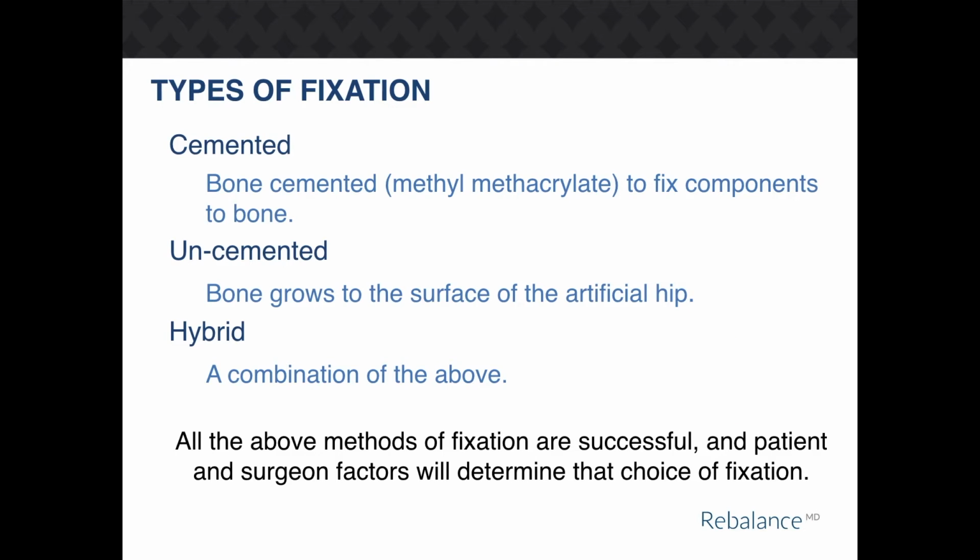There are a variety of fixation methods used to fit your artificial hip components to the bone. These include cemented, using a quick hardening adhesive, uncemented, where the bone grows onto the surface of the artificial hip, or a hybrid, which involves a combination of the two. All 3 of these methods of fixation are successful. A variety of factors, including age, disease type, and bone quality, will determine the choice of fixation used to fit your artificial joint in your body.